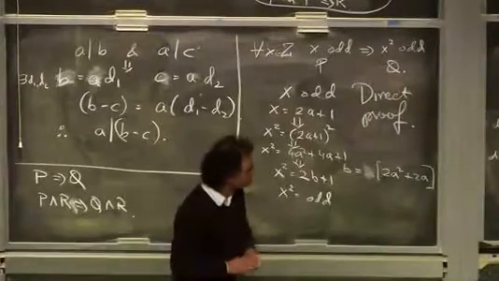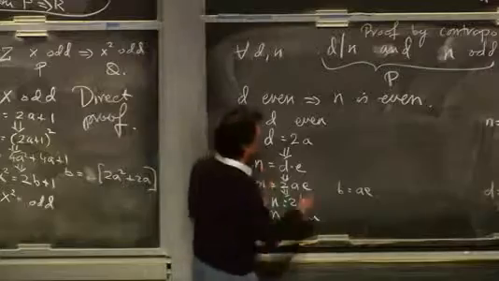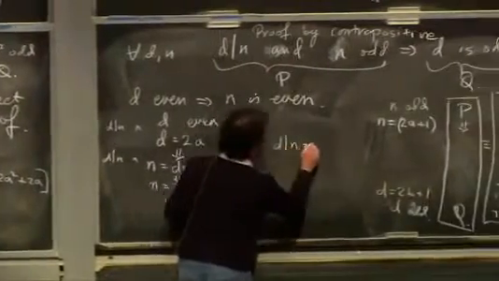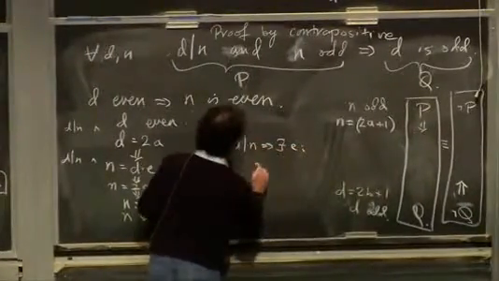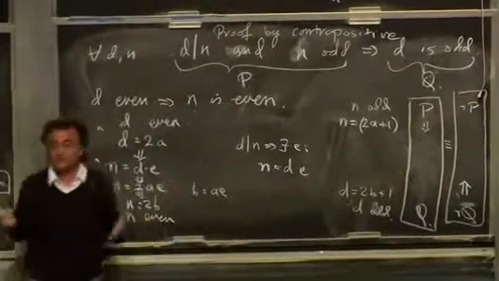E is some number, right? If D divides N, that implies there exists E such that N equal to D times E. That's the definition of divides.